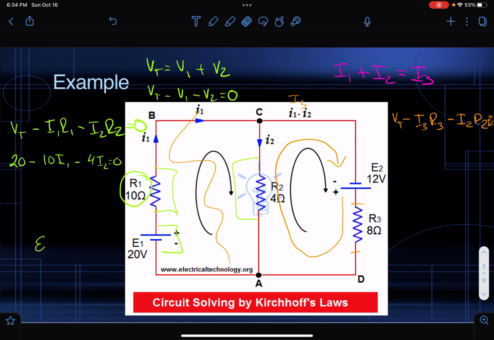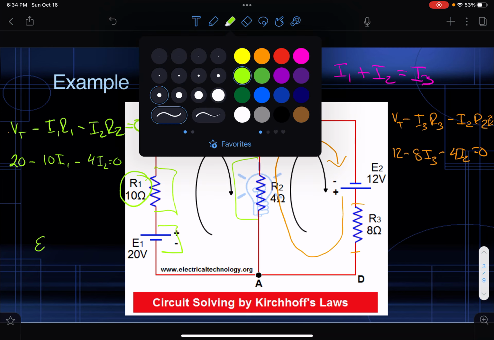Okay, so I now have 12 minus 8 I3 minus 4 I2 is equal to 0. Okay? So this is the basis of what we're going to be doing. That was a lot of information to get to where we're going here.